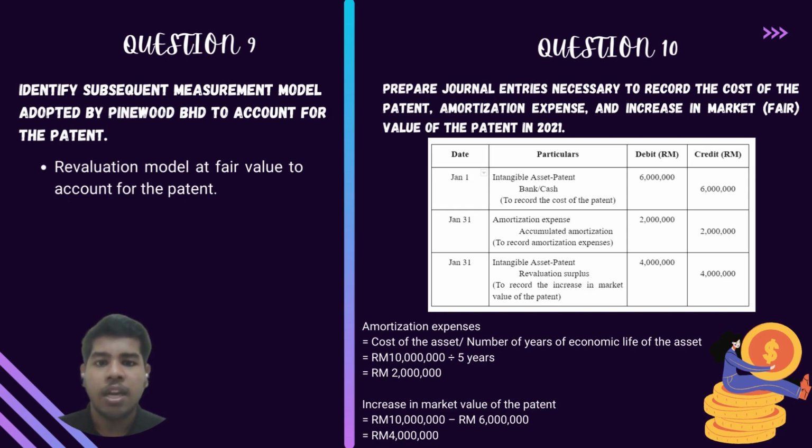For the amortization calculation, we calculate 10 million divided by 5 years, we can get 2 million. Next, for the increase in market value of the patent, we calculate 10 million minus 6 million, we can get 4 million.